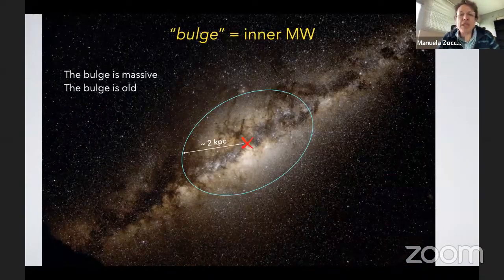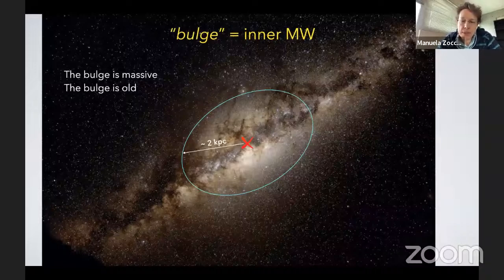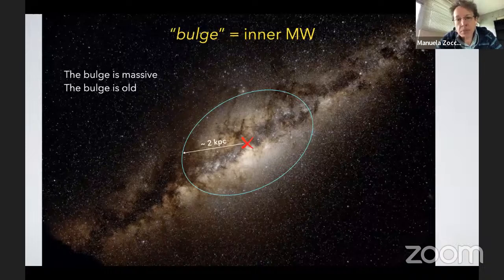Before I start talking about this, let me define what I mean when I talk about bulge, because sometimes people with this word refer to a specific component of our galaxy. Instead, in this talk, I will call bulge just the inner region of the Milky Way, all the region contained within a radius of approximately 2 kiloparsec from the galactic center. I would exclude the central supermassive black hole and everything related to it. So the bar, for me, is part of the bulge. It's not a different thing because it is within that region.